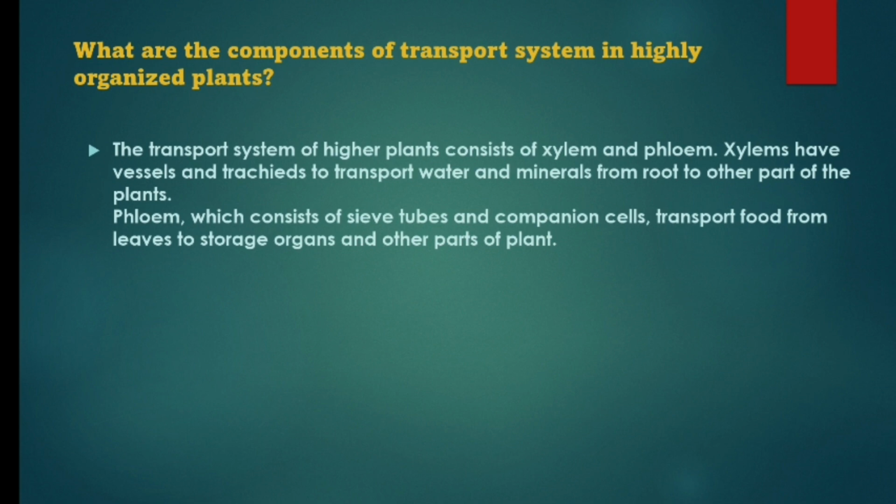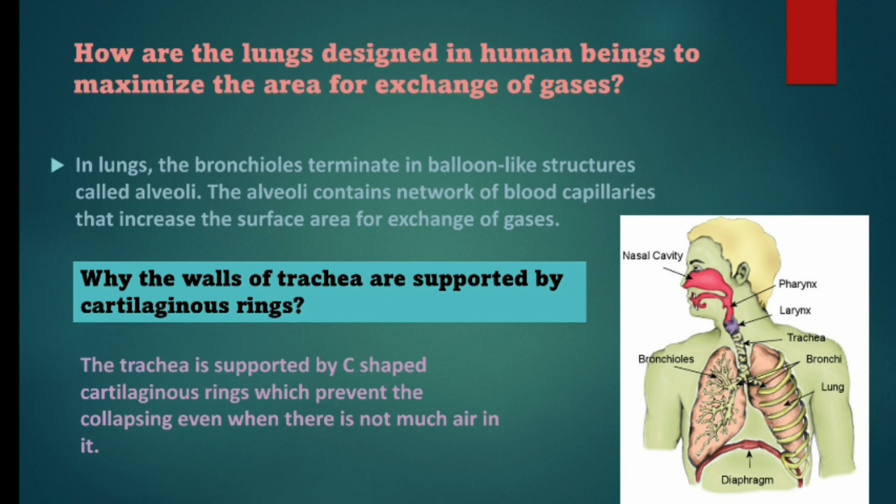All right. So what are the two components? Xylem and phloem. Okay. Now, how are the lungs designed in human beings to maximize the area of exchange of gases? Now, as you all know, you can see the structure which is given here. In the lungs, the trachea divides into two bronchi, and then the bronchi divide into bronchioles. Then these bronchioles terminate into balloon-like structures called alveoli. And these alveoli are surrounded by many blood capillaries so that it increases the surface area for the exchange of gases.